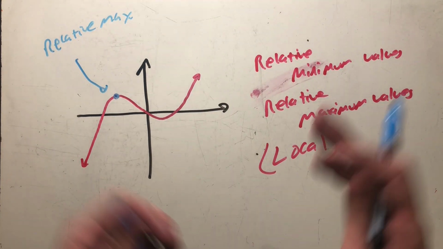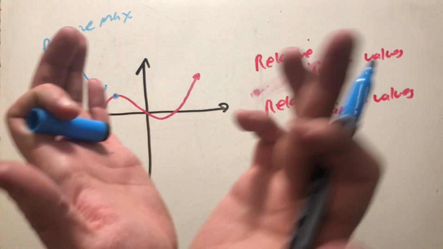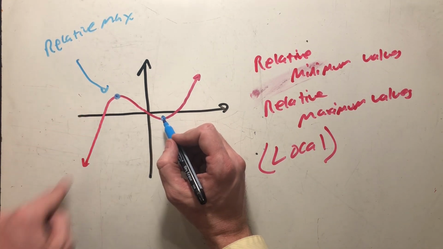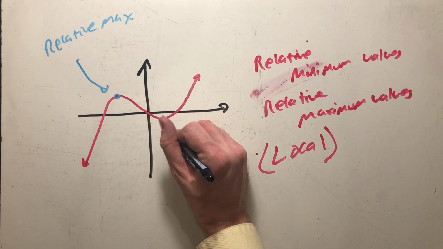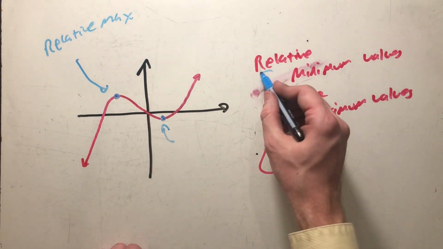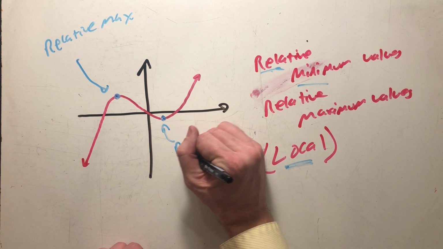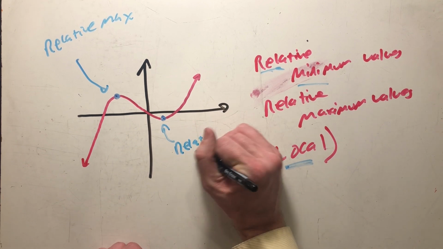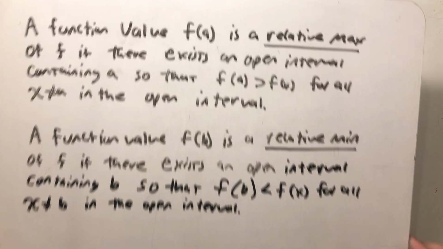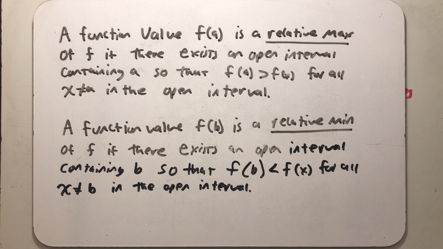Relative minimum values look like the bottom of a valley instead, and I think I have one right here. It's not the lowest point on the graph, that goes down forever, but it's the lowest point near that point, looks like the low bottom value, and that is a local or relative min. Well, let's take a look at the definitions of these terms, and then see if we can do one more example together.